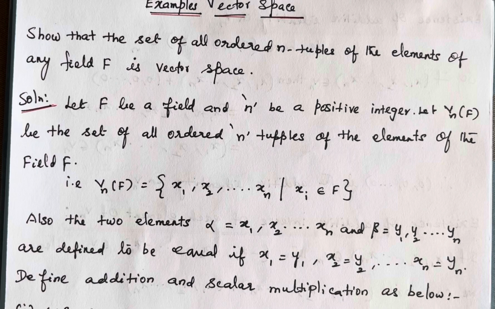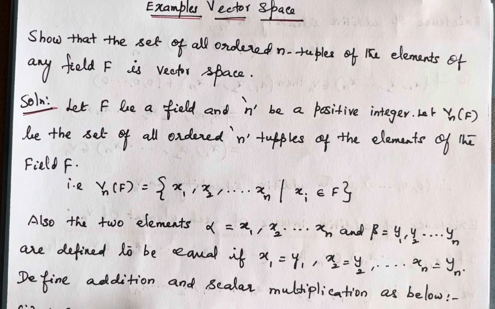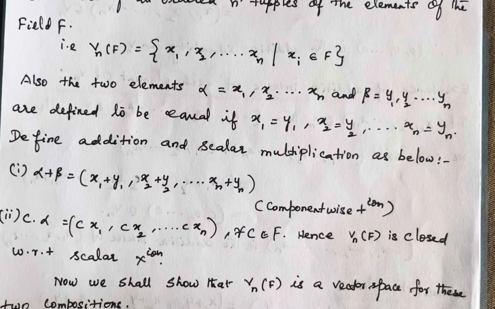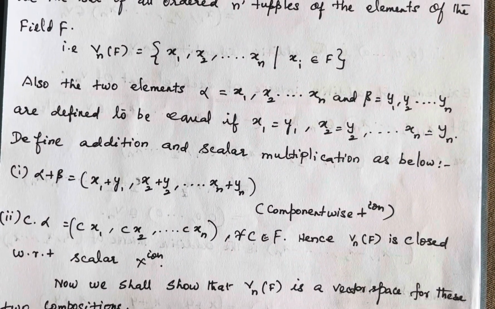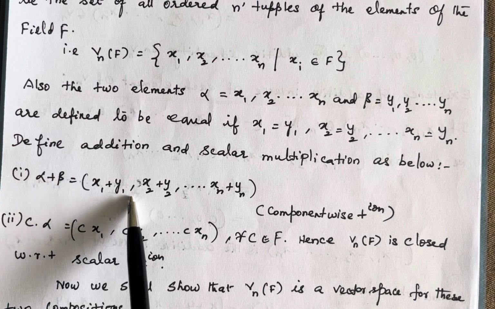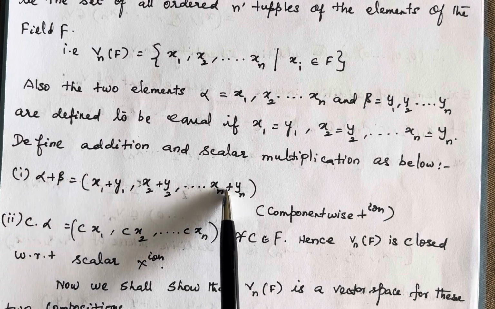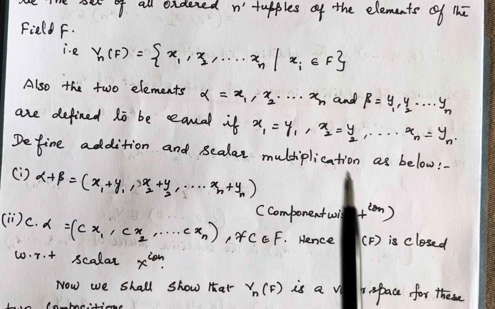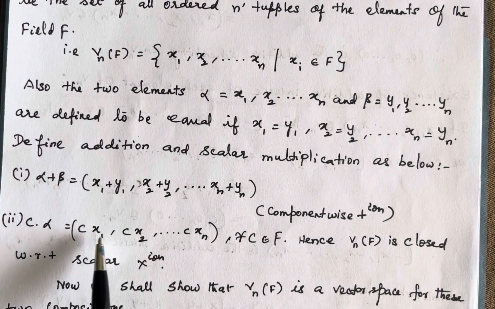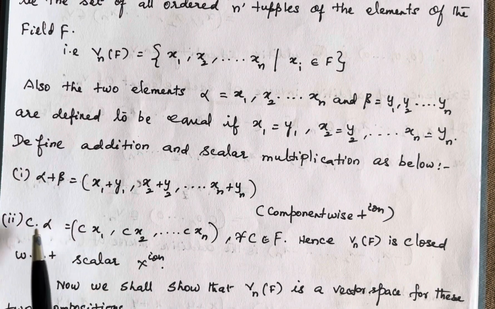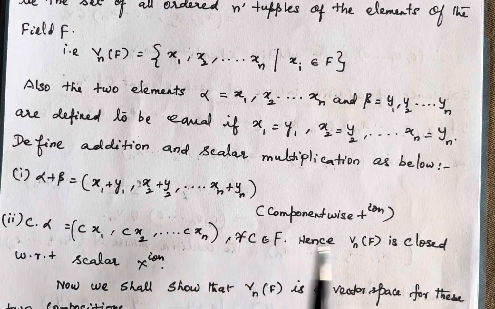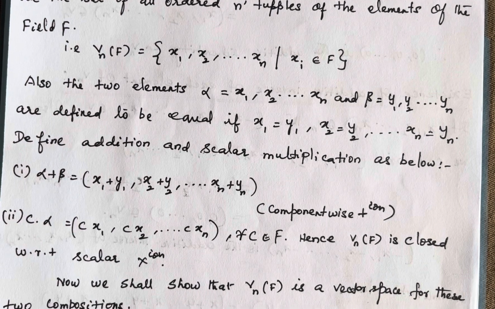Now, before going to prove that it is a vector space, let us define addition and scalar multiplication as below. So, how to add any two elements, and how to multiply using scalar multiplication, we will define as such. Alpha plus beta is equal to x1 plus y1, x2 plus y2, etc., xn plus yn. That is component wise addition. Each component we have to add. Similarly, c dot alpha is cx1, cx2, etc., cxn, where c is a scalar. So each component we need to multiply with c, where c belongs to F, hence Vn of F is closed with respect to scalar multiplication.